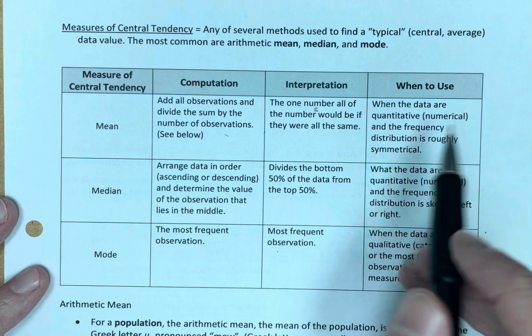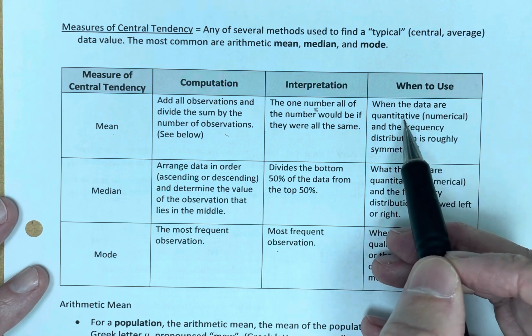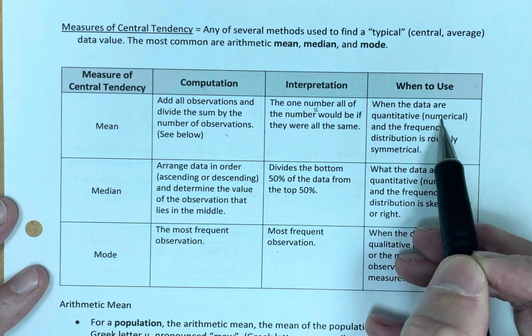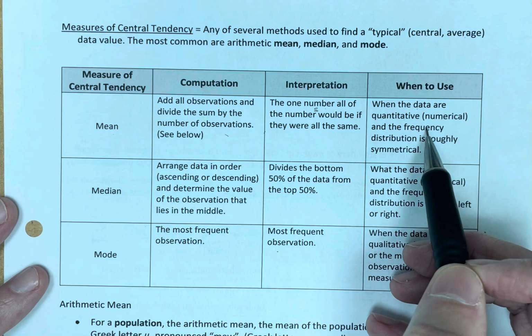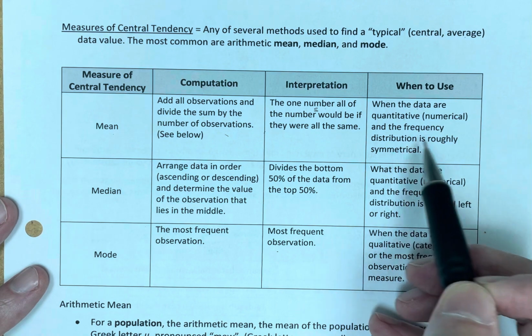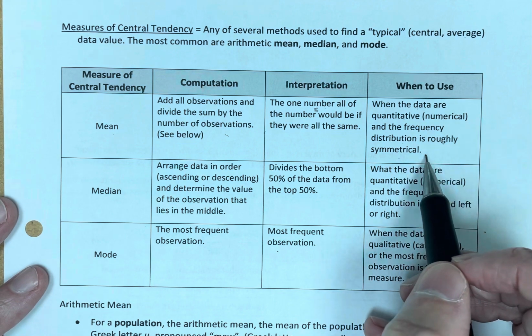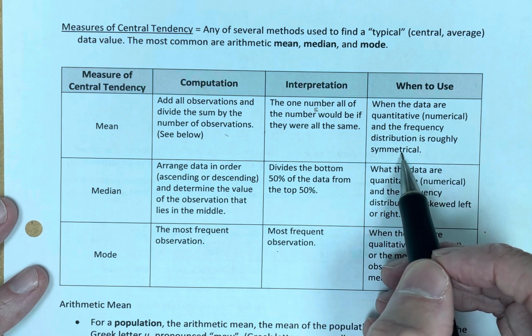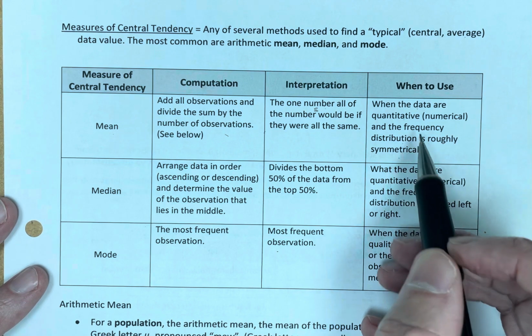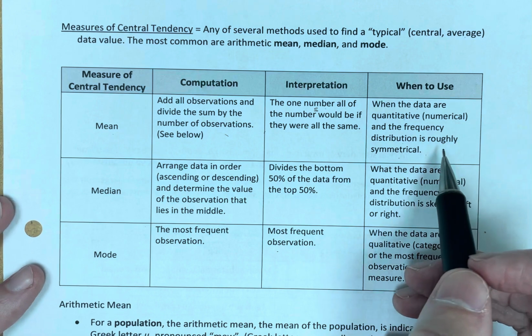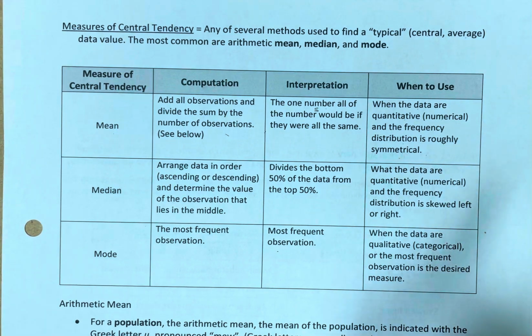When do you use it? When the data are quantitative, meaning numerical data, and the frequency distribution is roughly symmetrical. We talked about that in a previous video. You have a roughly symmetrical, bell-shaped distribution of the data.